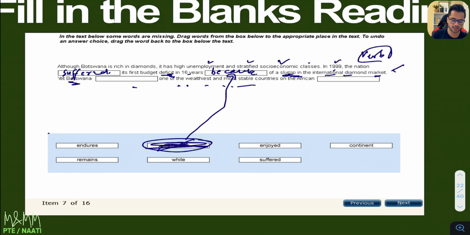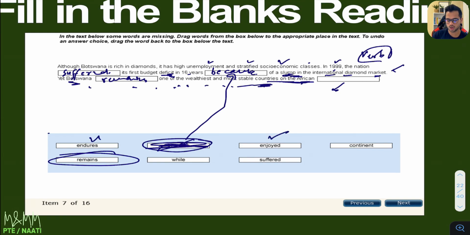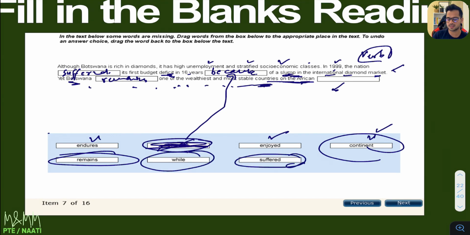Yet Botswana dash one of the wealthiest and most stable countries. So Botswana still remained one of the wealthiest and stable countries. Remains has to be the correct answer. On the African dash. So African something. African endures, African enjoyed, African continent makes sense. African while, African suffered doesn't make any sense. African continent.